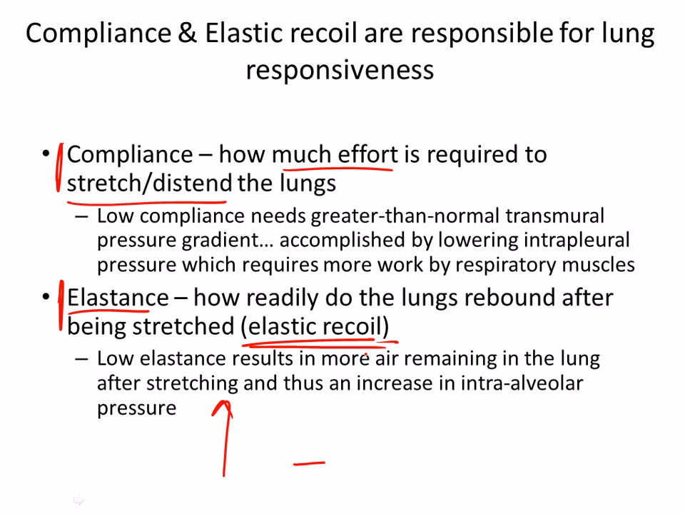And then the other half is, all right, so now that I've stretched my lung, how do I get that air to push out? Because what I'm trying to do is drive the air out. If my lungs don't stretch back into place, I have to force the air out. Right? That sounds horrible.